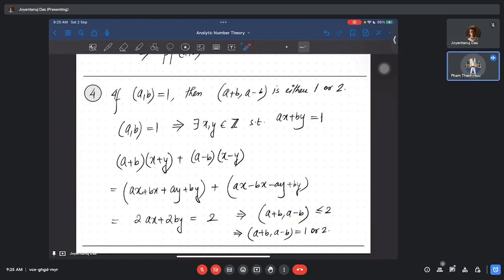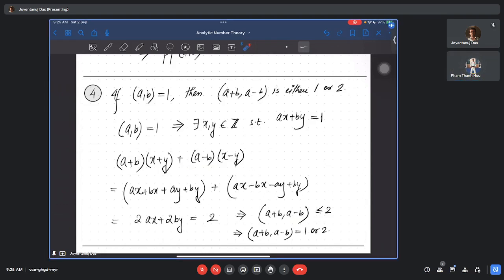I can feel the way this proof comes out is not natural, because we don't know why we should start like this. The only idea is that we have to use this result, right? So if I take x plus y with A plus B and x minus y with A minus B, then the things get cancelled out. So that's why.